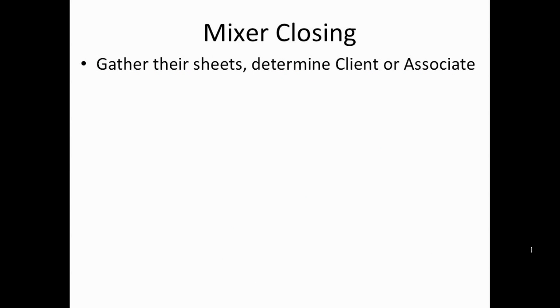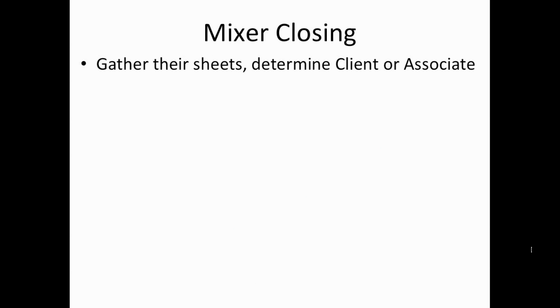Okay, so after you get done with all the questions, you want to gather their sheets. These are not their sheets to keep, these are yours. And you are going to look at these sheets and determine whether they are a client or an associate. You're going to look at the numbers. From 1 to 5, we're going to assume they probably just want to be a client. Now this is just an assumption, and that can change because sometimes someone might circle a 5 and they really want to be an associate.